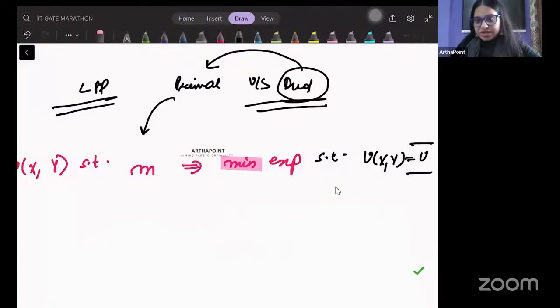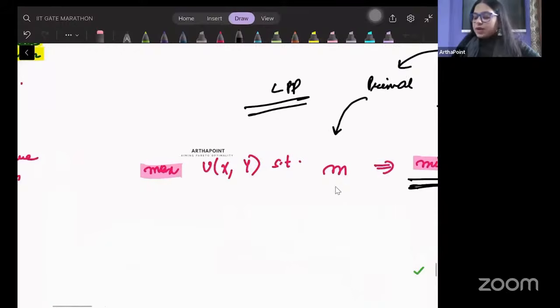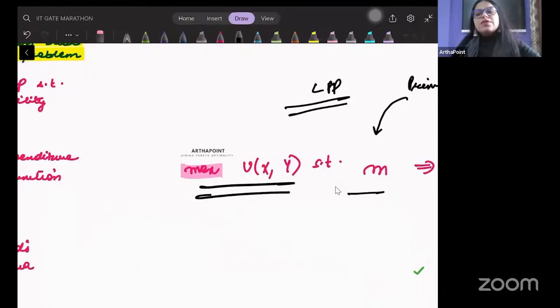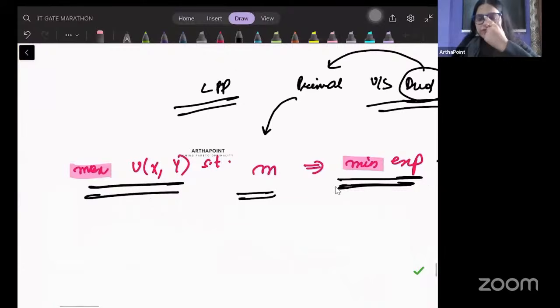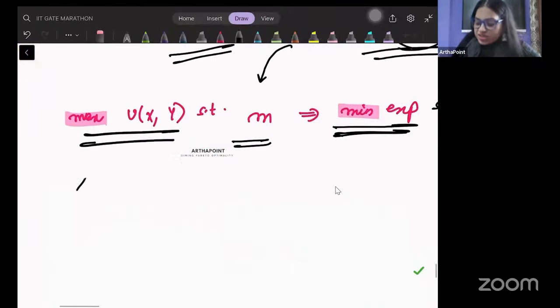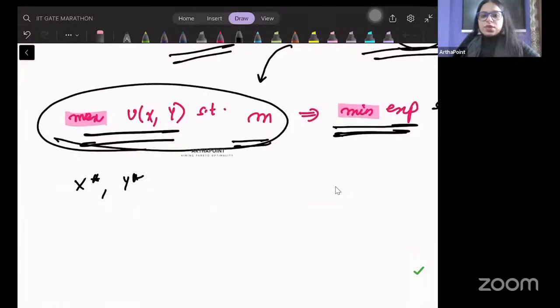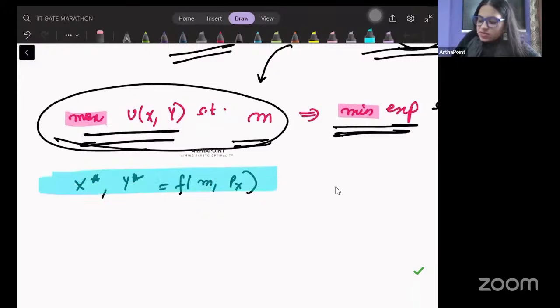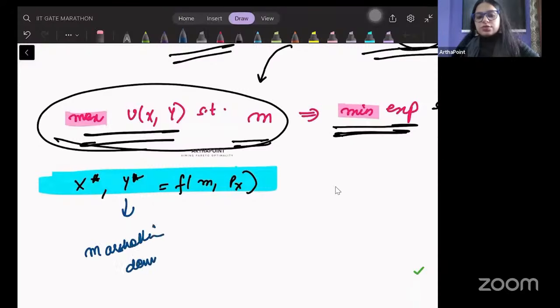यहाँ पे हम utility को constant रखेंगे. We want to minimize the expenditure. यहाँ पे हम utility को maximize करेंगे. We want to do it subject to given level of the income. यहाँ से जो x star y star निकलता है इस problem के through, it is a function of income and prices. And this x star y star, which is a function of income and prices, this is called Marshallian demand.